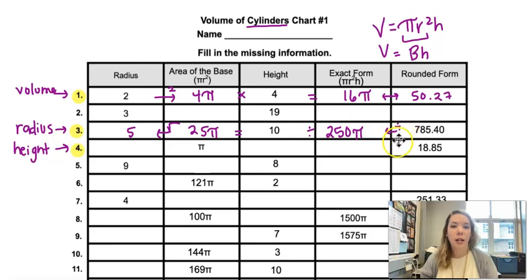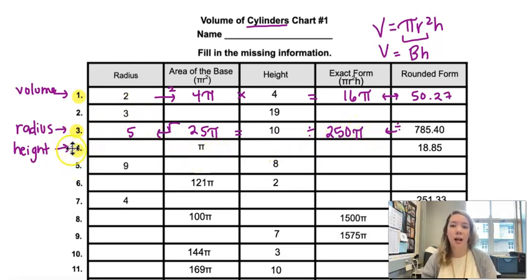I first put it in exact form. So anytime you have rounded form, just divide by pi to get that exact form. And then I used what I knew about my height to divide again to get my area of the base. And then I square rooted to get my radius. But if it makes more sense for you to go forward, you can ask yourself, what squared is 25? What times 10 is 250? You can ask yourself those types of questions as well.